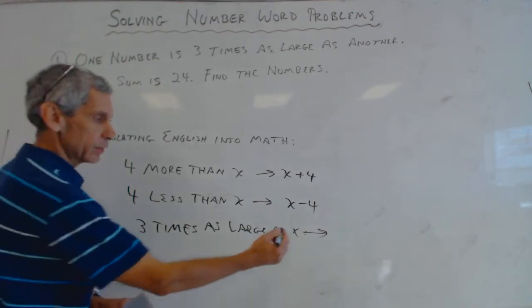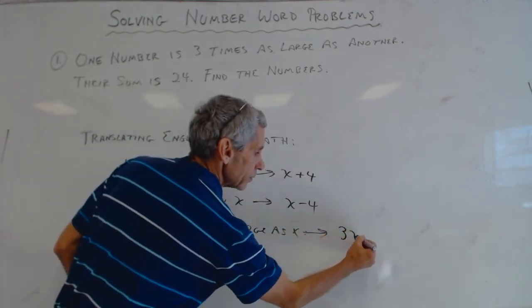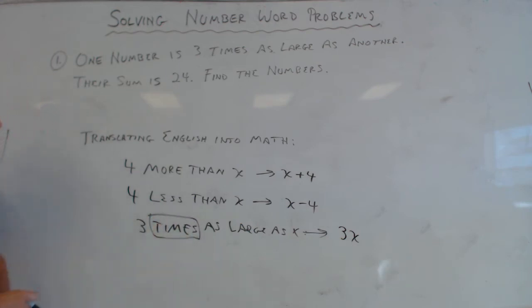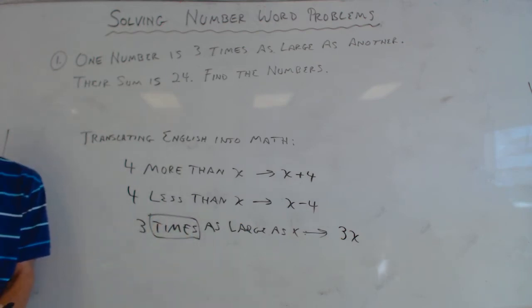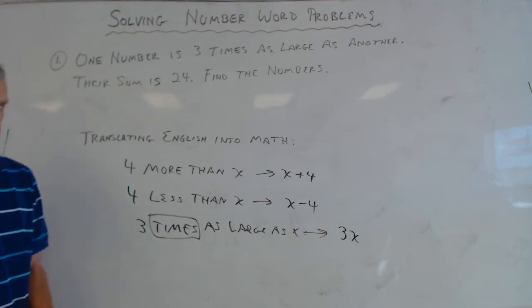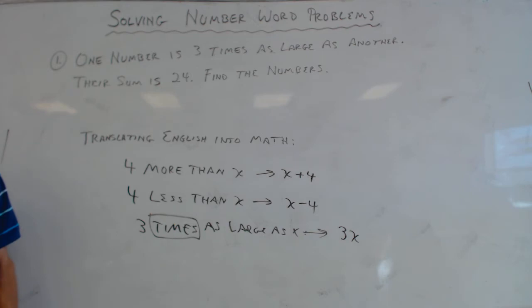Yeah, 3x. Times, the word times tells you immediately that it's going to be times. And then into would be division, like if you see the word into. Or what if I said this?